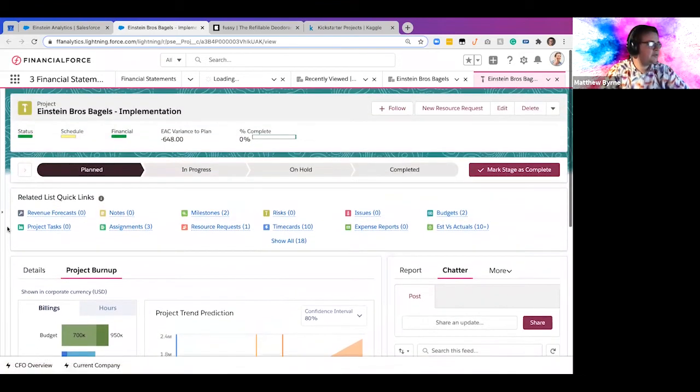That was all I had to show on the FinancialForce stuff. I hope that was interesting, if you are using Einstein, or at least knowing that there's some of the predictive capabilities in there without having to get the full AI stuff.